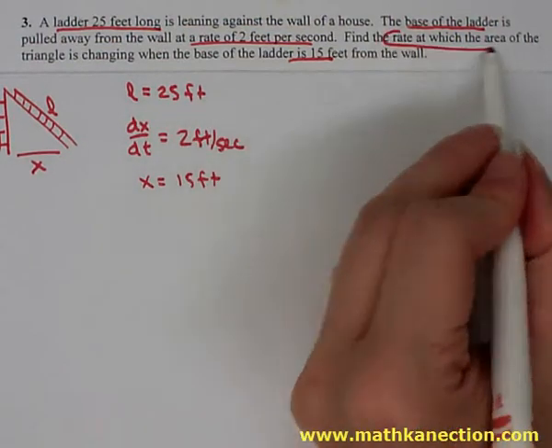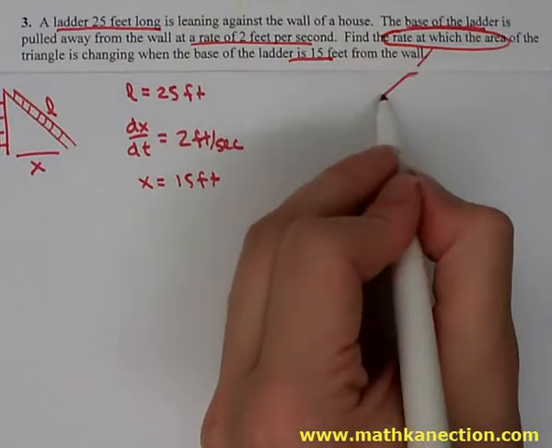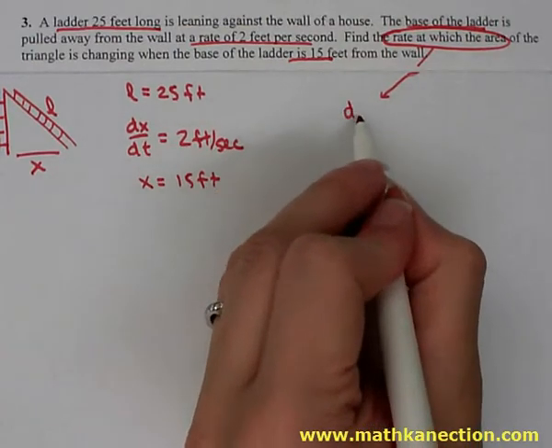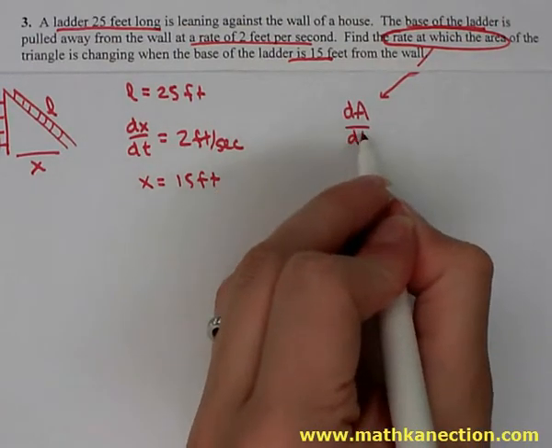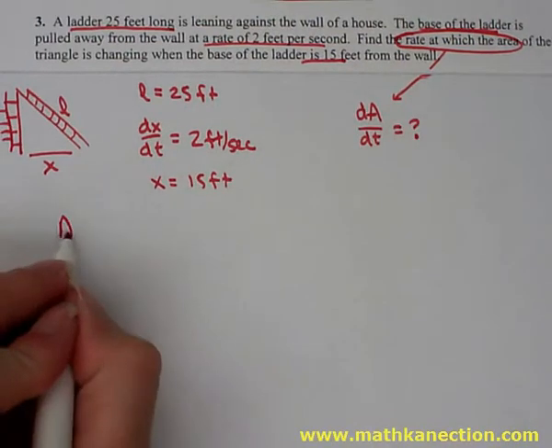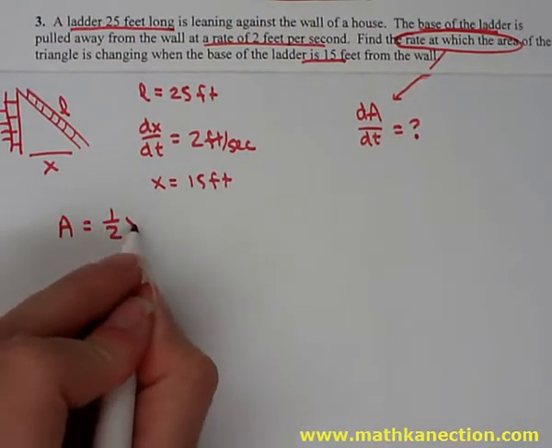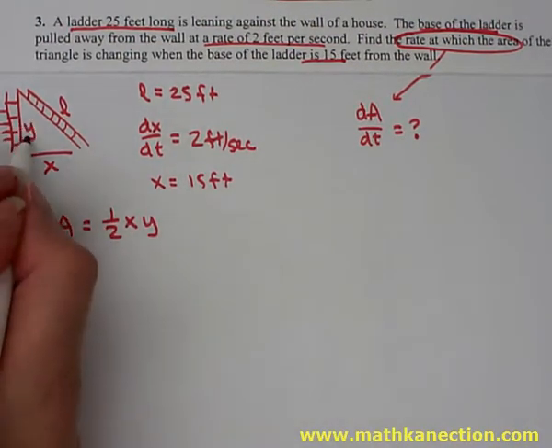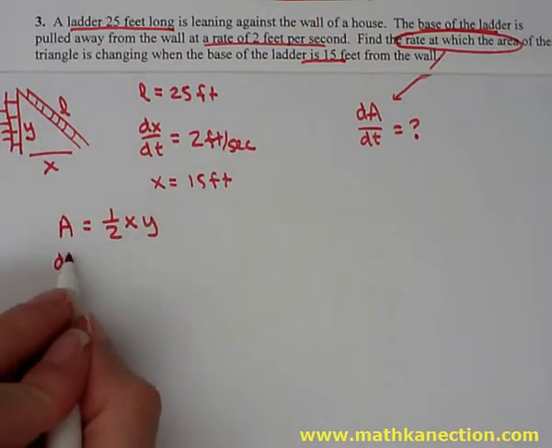This time the problem says to find the rate at which the area of the triangle is changing. So now we're looking for dA dt, where capital A stands for the area of the triangle. So we'll need the formula for area of a triangle this time, which is 1/2 base times height. The base is x and the height is y.